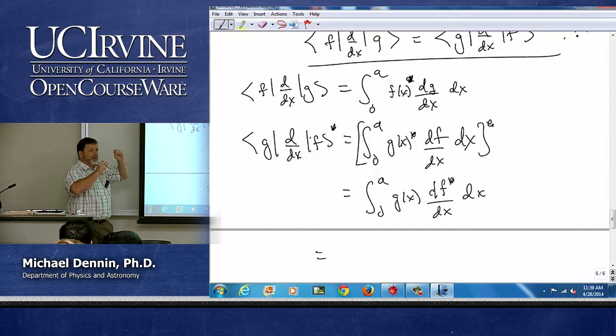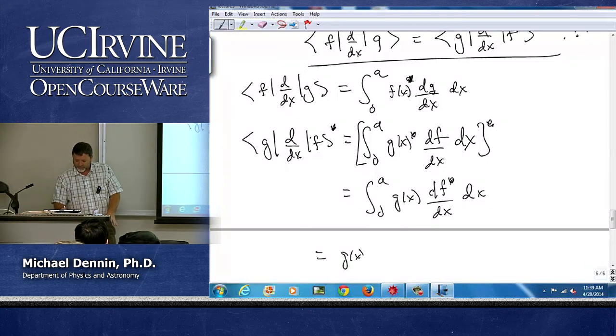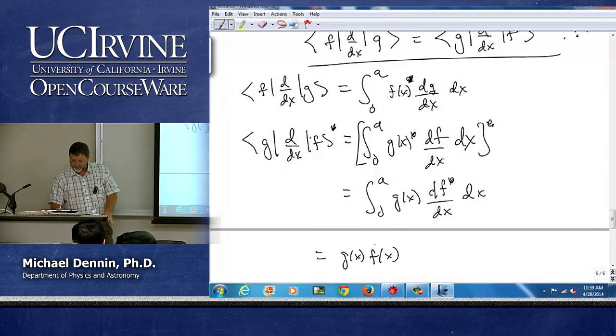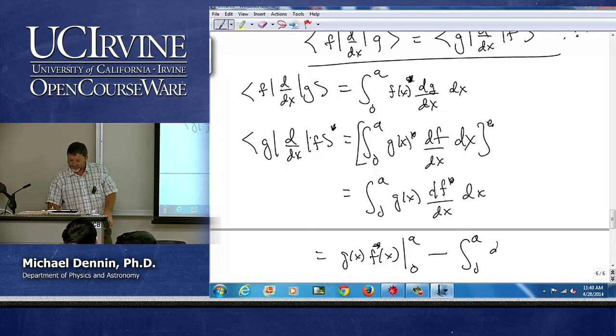Because I'm going to have a u and a dv, and then I get du and v, and it's u times v minus the integral of v du. So I always have to worry about my surface term, which if I'm just switching a derivative, is that. And then I pick up a what? A minus, because it's minus the integral of basically just switching the derivative.